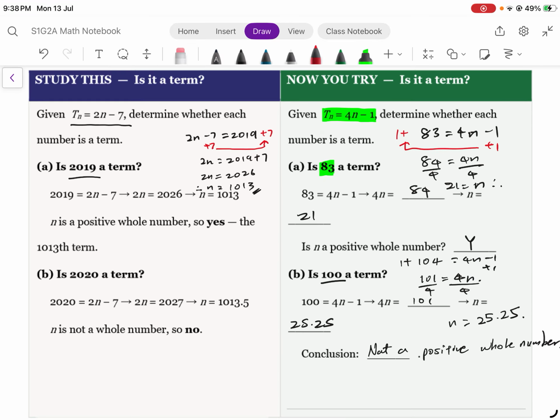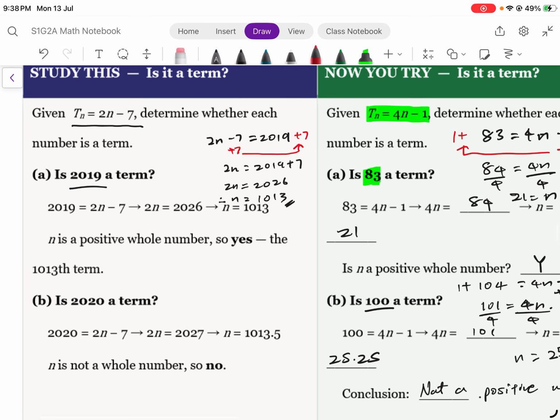Okay, next one. Given that Tn = 2n - 7, determine whether this number is a term. This is more of a reverse. If I give you a number and ask whether it is part of the number pattern of this Tn, we equate first, then we solve for n. So 2n - 7 = 2019. After you solve it, you get n = 1013. Since it's a whole positive number, yes, 2019 is part of the number pattern for this general term.